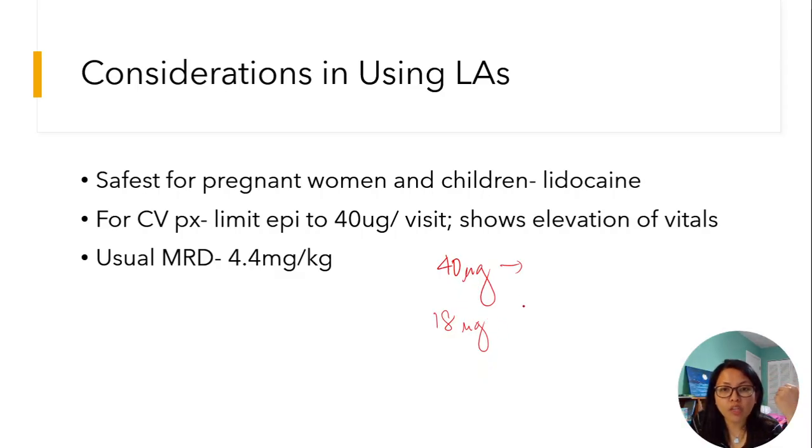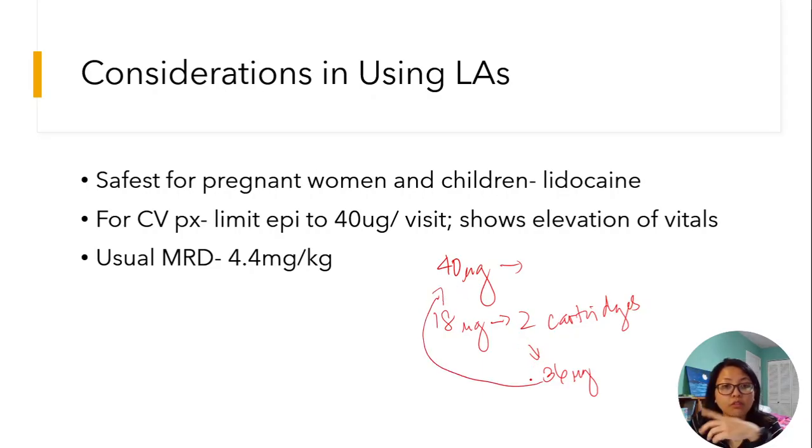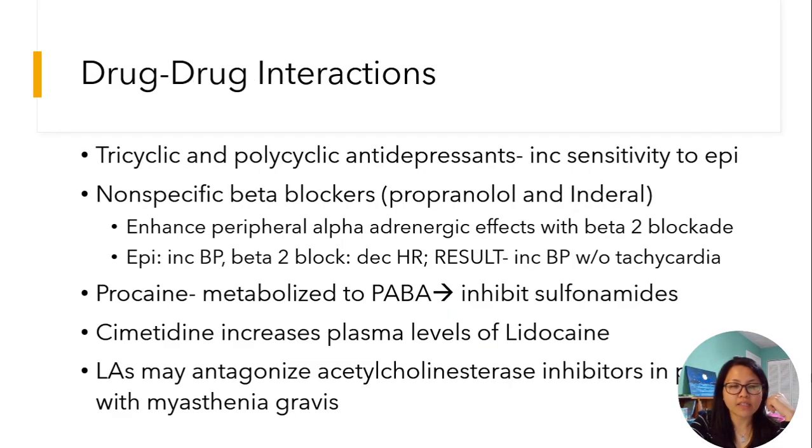So if the limit is 40 micrograms, then basically this is just 2 cartridges, right? Because 2 cartridges would be 36 micrograms, so you're bordering on your limit of 40. Now, the usual maximum recommended dose for all anesthetics is 4.4 milligrams per kilogram. So those are the different considerations that we have regarding your local anesthetics.